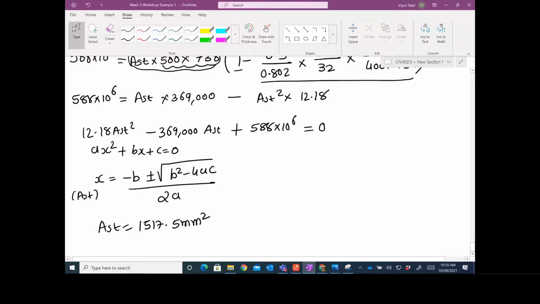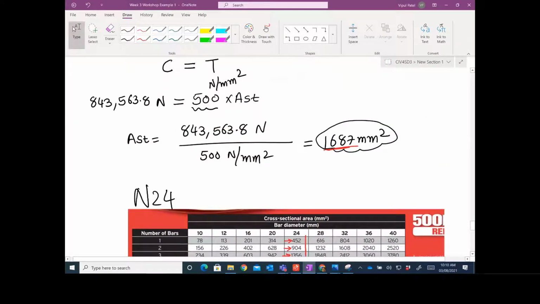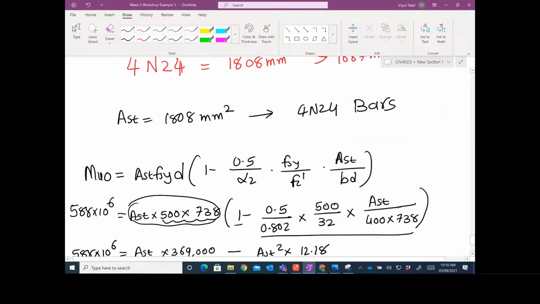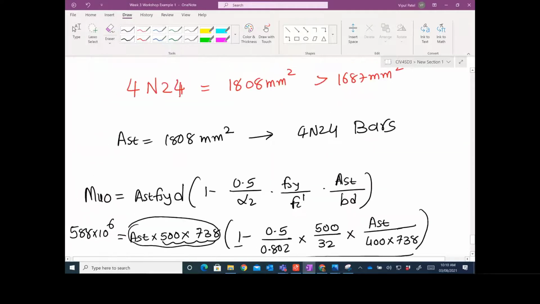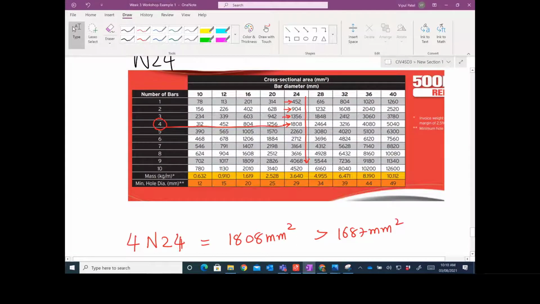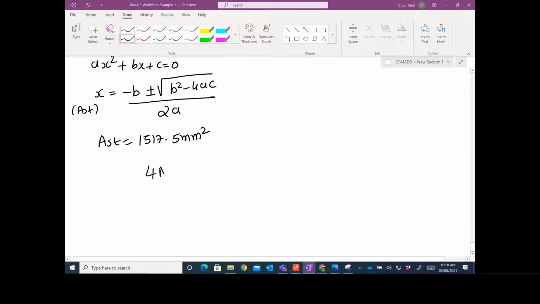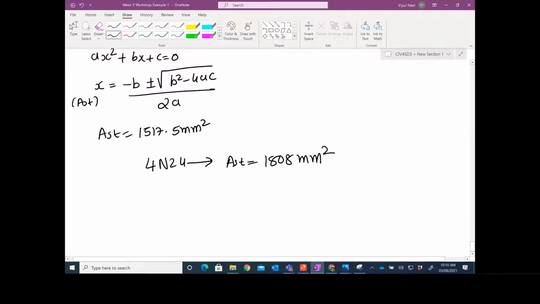Someone might argue, okay, that looks a little bit different. Yes, of course it's a little bit different because it has a lot of rounding off and all. So we get 1687 here and 1517 there. Still we're going to use these tables. We can't use this, we can't use this, we can use this one. Still our answer will stay the same, that we're going to provide 4 N24 bars with AST value of 1808 millimeters square. Right? So any questions for this one? I know it is long, but I think we took the time to solve this one.